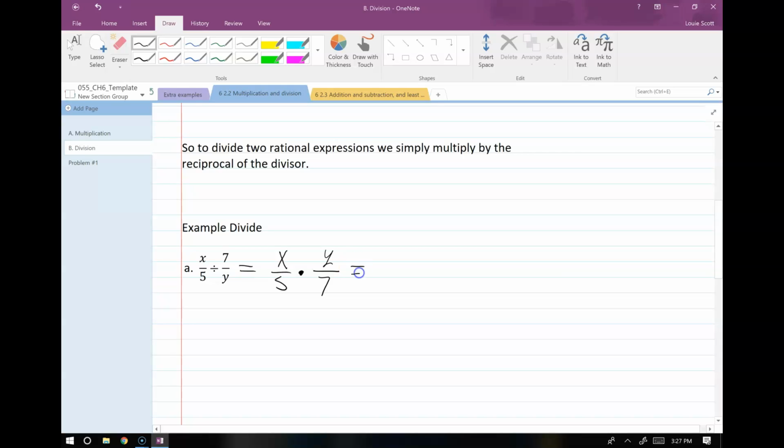Then I just do my normal multiplication, right? Straight across the top gives me xy. Straight across the bottom gives me 35.